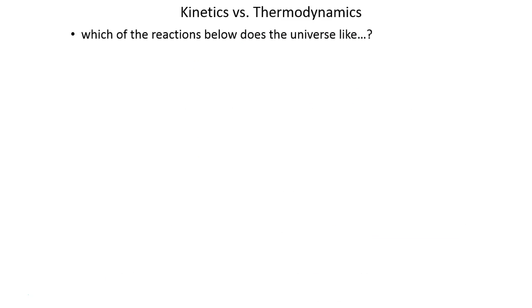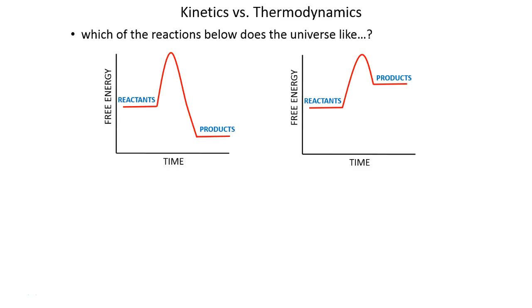So let's look at this schematically and see if we can figure out which one of the reactions the universe likes. These are referred to as free energy diagrams. And we see time of the reaction on the x-axis and the amount of free energy on the y. You can think of this as numerical. So this is 0 units of free energy, maybe 2 units, 4 units, 6 units, 8 units, and up you go. So in this reaction, there's a certain amount of free energy in the reactants.